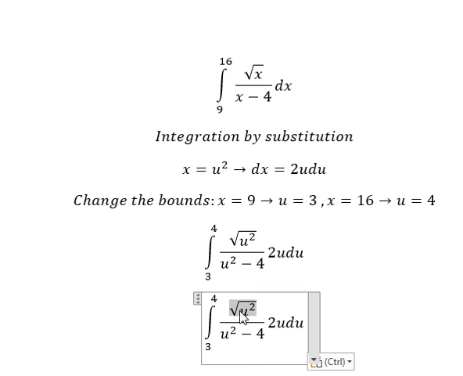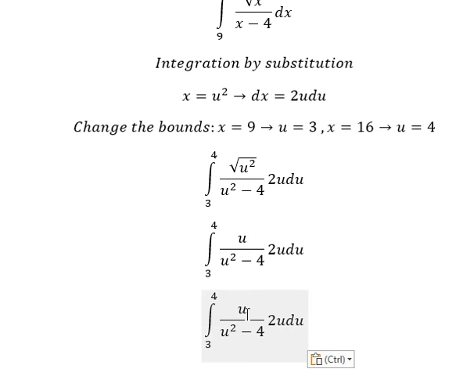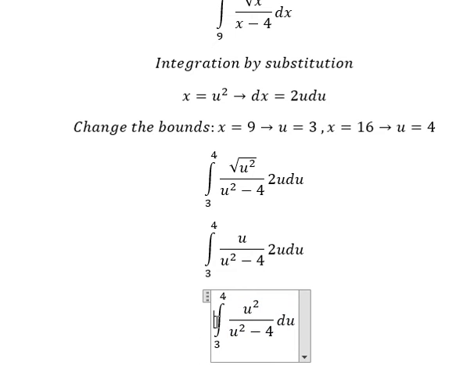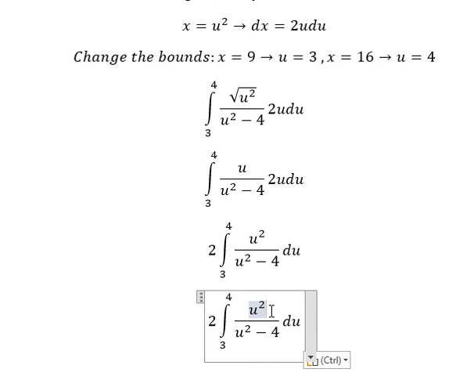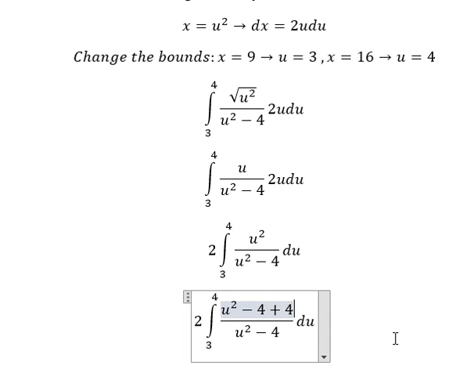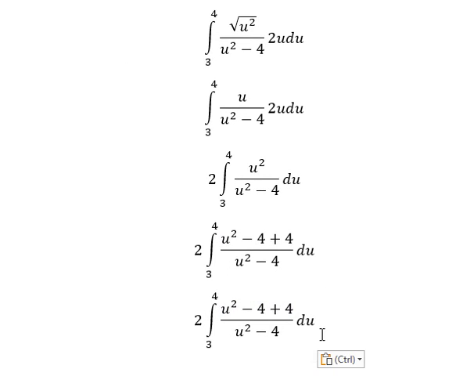So this one we have u. u and u we have u squared. And the number 2 I will put in here. Next, I will put negative 4. After that, we put positive 4. So u squared minus 4 divided by u squared minus 4, you get 1.